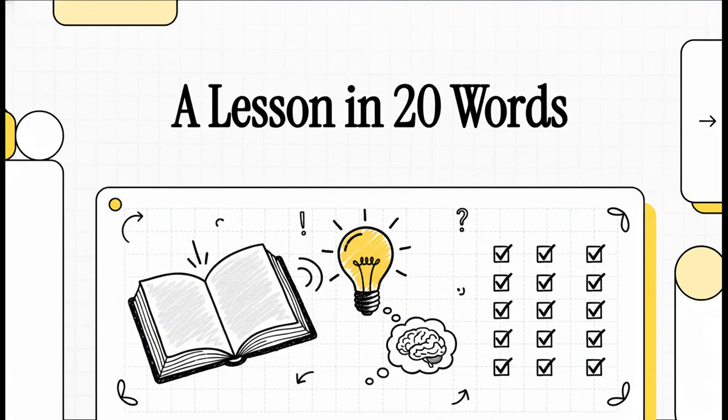Hello and welcome! In this lesson, we're going to break down 20 essential English words and phrases that you can start using today. We're going to go through them step by step, nice and slow, to really help build your vocabulary and your confidence. So let's get started.